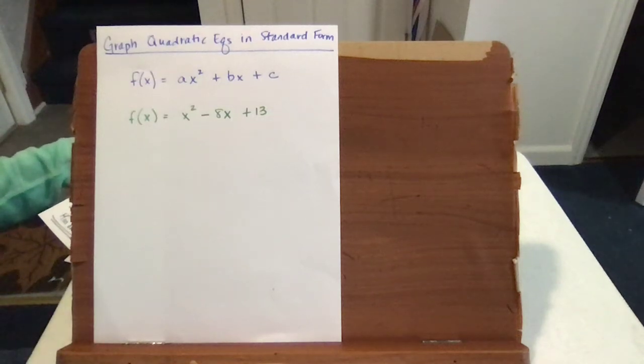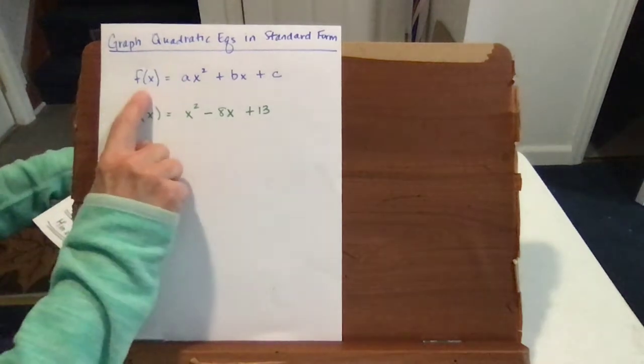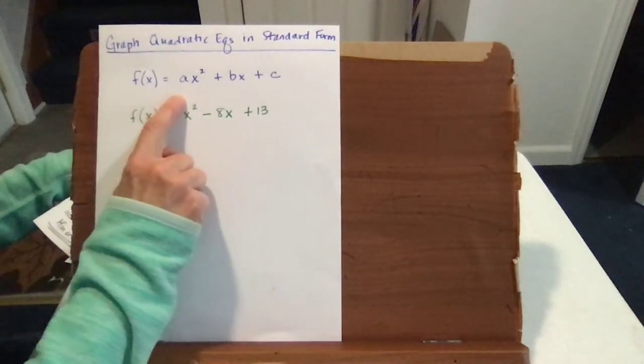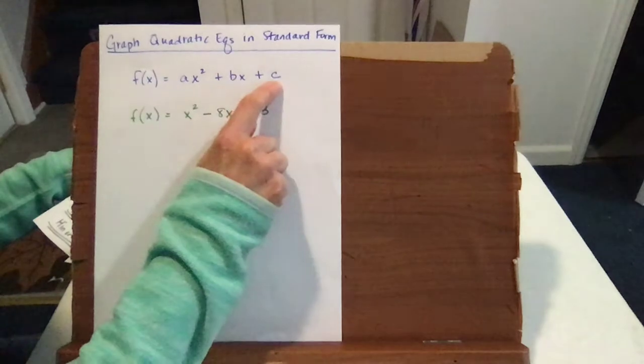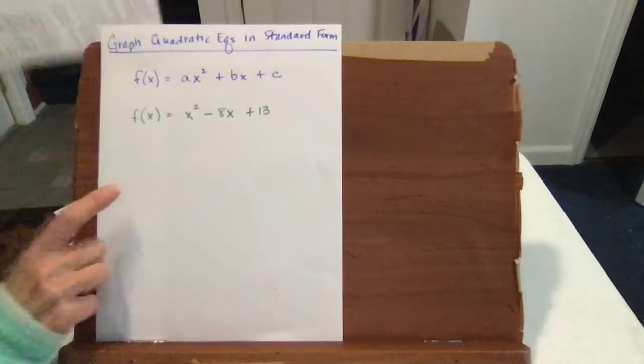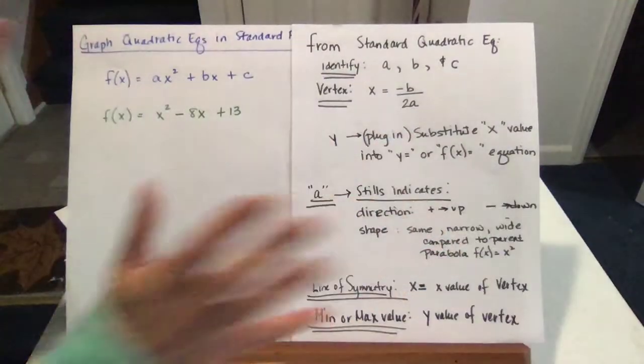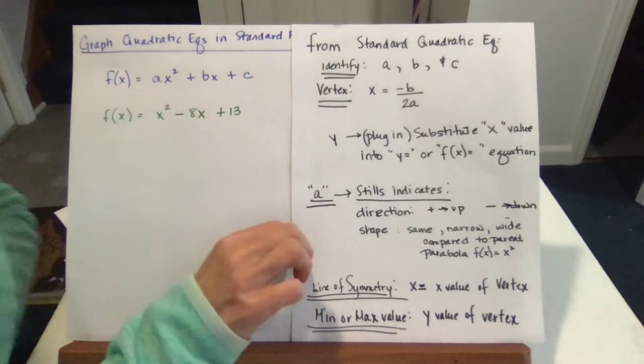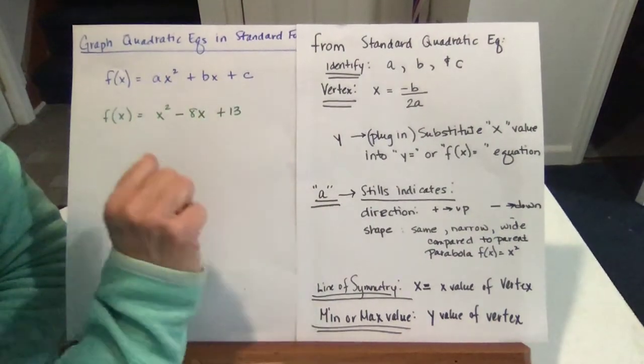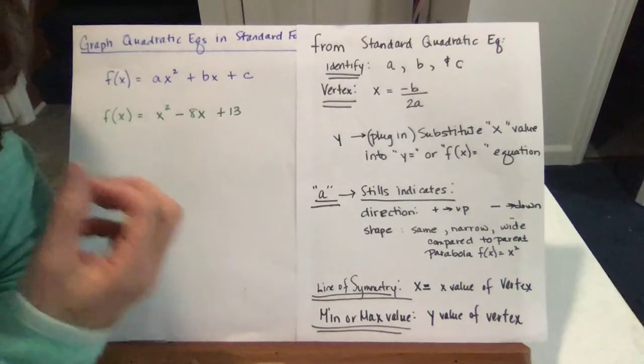Today we're going to look at how to graph a quadratic equation from standard form. The standard form of an equation is f of x or y equals ax squared plus bx plus c. We're going to use a first set of rules, and believe it or not, even though it looks wordy, it's the same rules we use for vertex form of the equation, except that we have to identify the vertex a little bit differently.